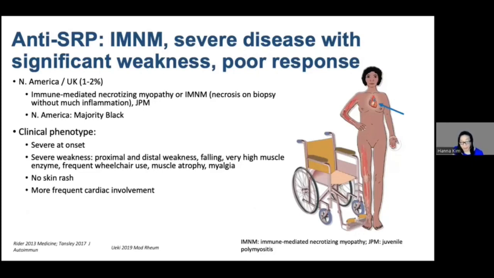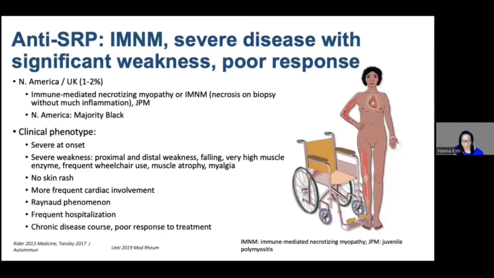They typically do not have any skin rash, and there is more frequent involvement of the heart, or cardiac muscle. They can have Raynaud's phenomenon. And generally, there is frequent hospitalization with this MSA group, anti-SRP. They have a chronic disease course, and unfortunately, there is a poor response to treatment. Also of note, this category of immune-mediated necrotizing myopathy, or IMNM, has a lot of features that may overlap with muscular dystrophy, particularly limb-girdle muscular dystrophy. So it's something to keep in mind.